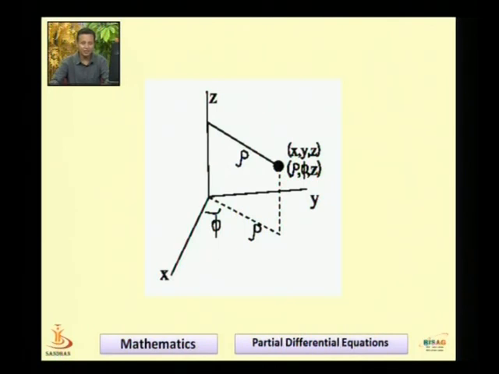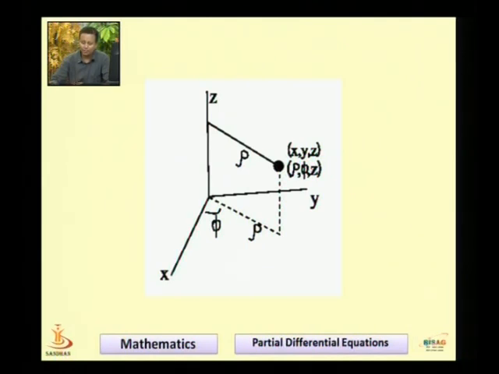So this is the first case. In cylindrical coordinates, a point in space having coordinates x, y, z has its coordinates rho, phi, z, where rho is its straight distance from the z axis. If you draw a perpendicular on the z axis from this point, then the length of this perpendicular is rho.